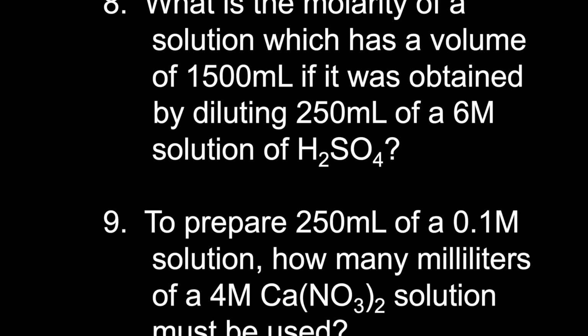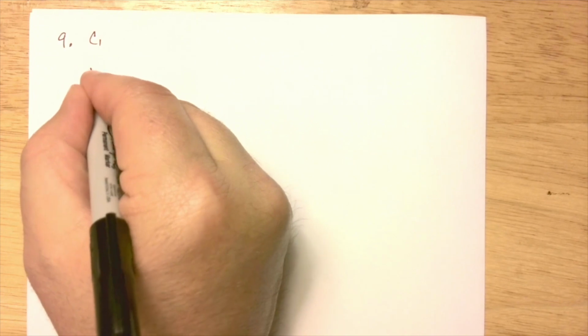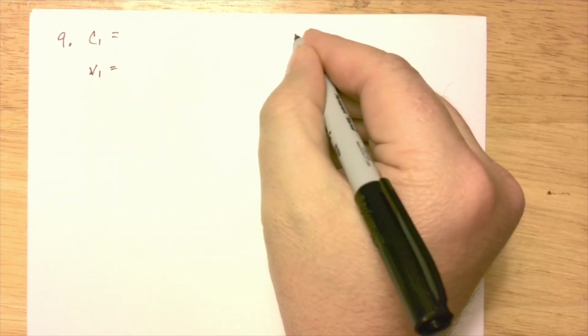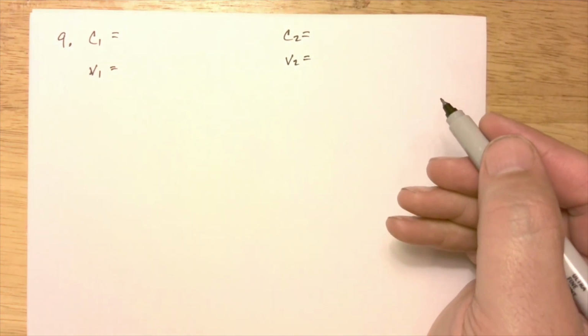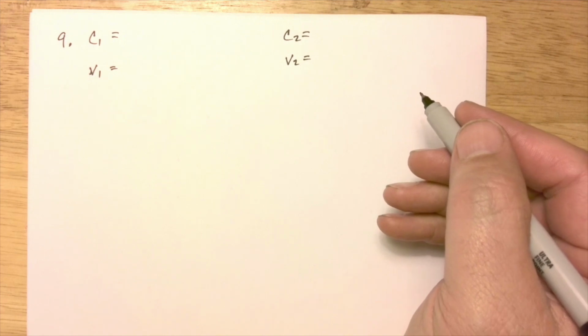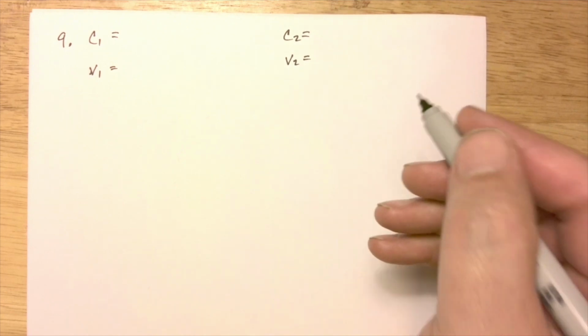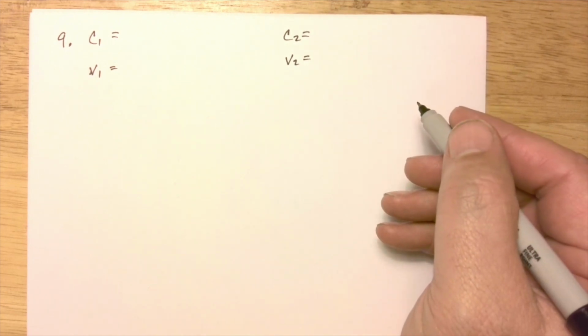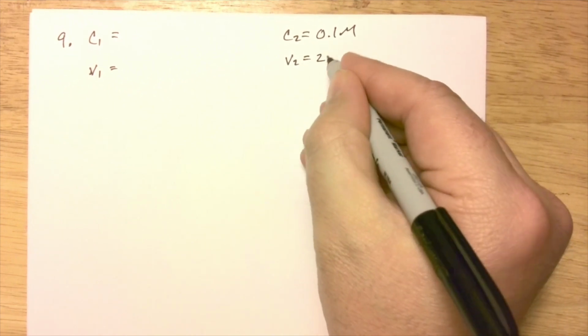Number 9. To prepare 250 milliliters of a 0.1 molar solution, how many milliliters of a 4 molar calcium nitrate solution must be used? So let's start off with C1, V1, and C2, V2. Now, you're trying to prepare 250 milliliters of a 0.1 molar solution. So since you're trying to prepare that, that's what you're trying to end up with. So you're trying to end up with a 0.1 molar and 250 milliliters.